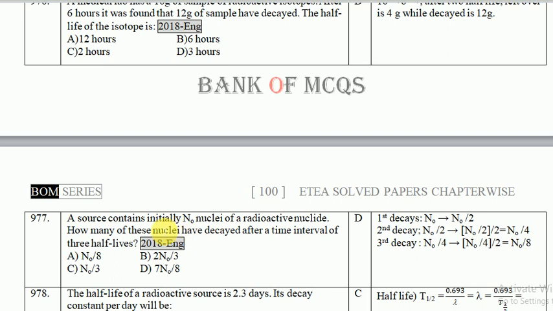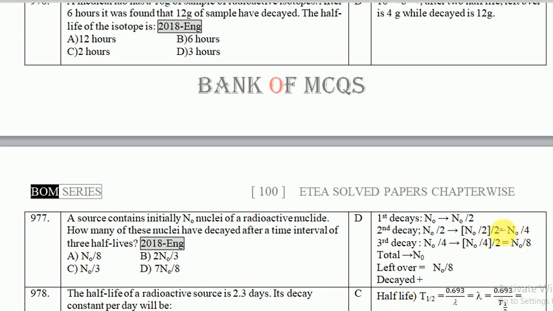So the question is, how many of these nuclei have decayed? How much decayed? So total, how much was total? Total was N naught. And now leftover, in this case, we have found that after 3 times the leftover is N naught by 8. So how much is decayed?